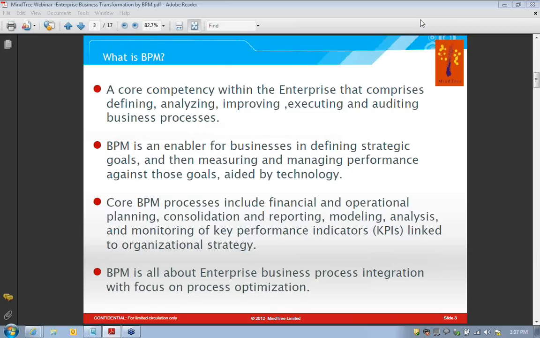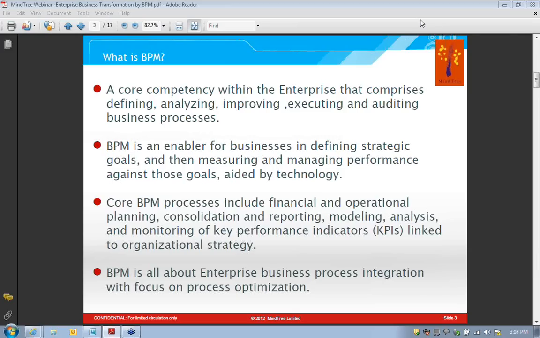Another definition goes by planning, consultation, reporting, modeling, analysis and monitoring of key performance indicators, KPIs, which I briefly touched upon, linked to an organizational strategy. This definition also, of course, links with organizational strategy: to achieve that, what are the key performance indicators required, and using technology enablers to track them, monitor them, and continuously audit them for perfection.